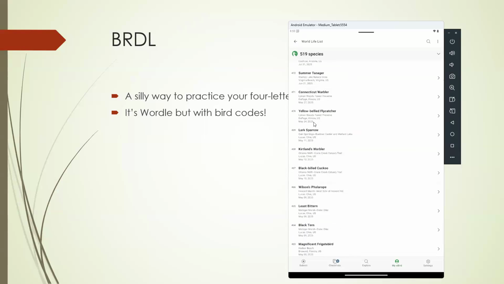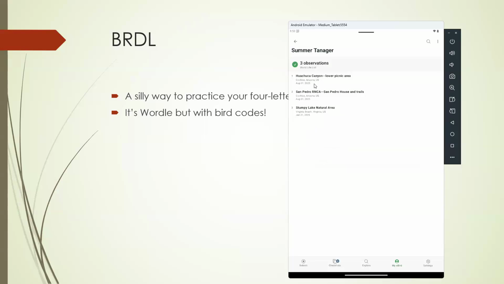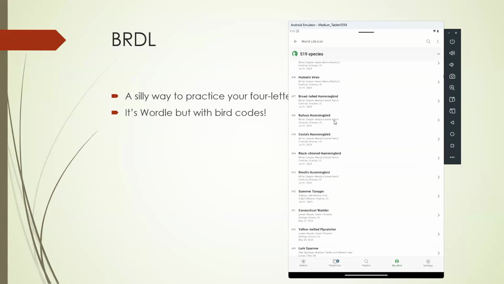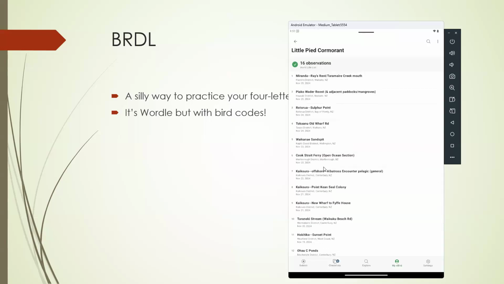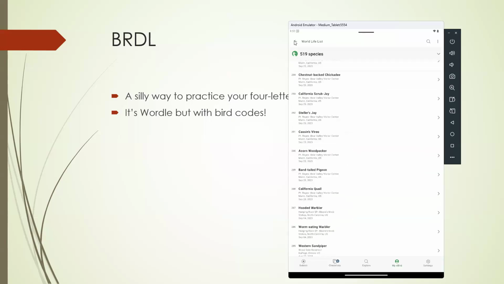And there's lots of cool stuff that if you click on it, like I can click on summer tanager and this will show me every single time I've seen a summer tanager anywhere in the world. So I've only seen them 3 times, as you go along. So anyway, you can click around and you can see incidences and things like that.